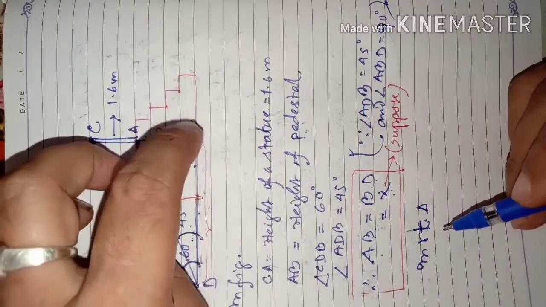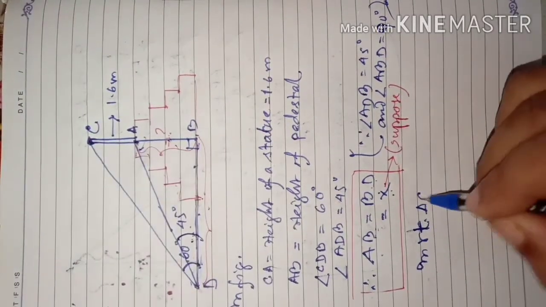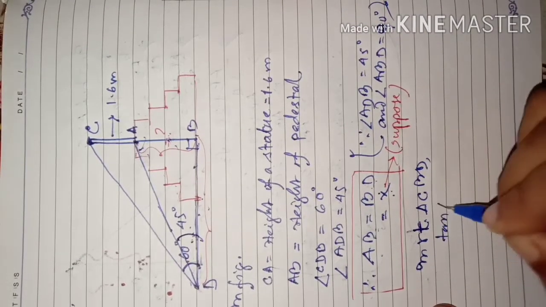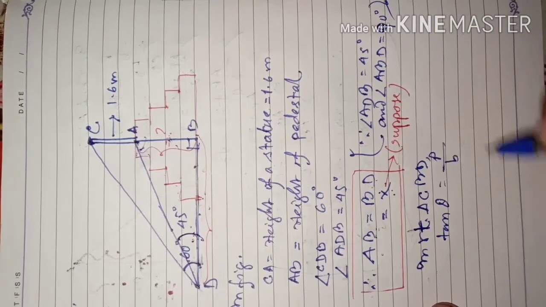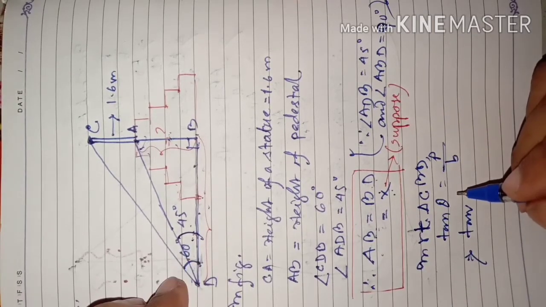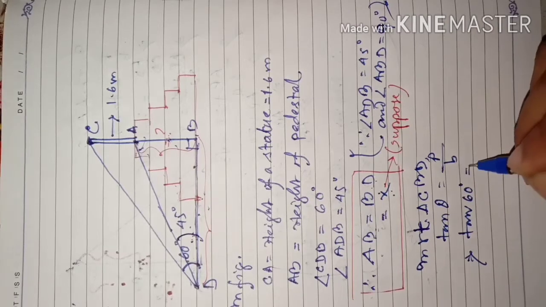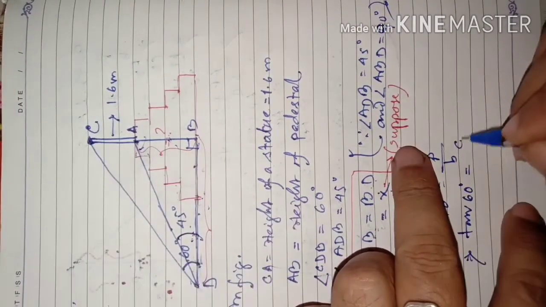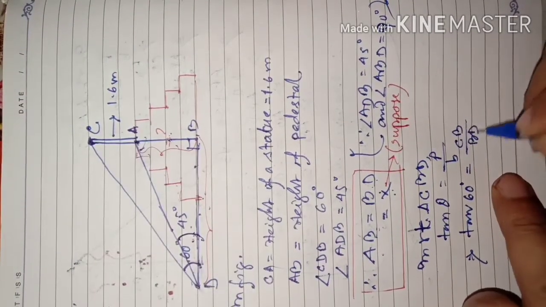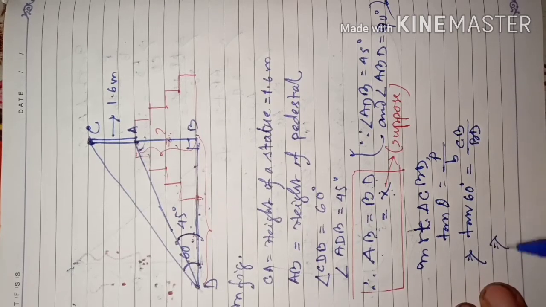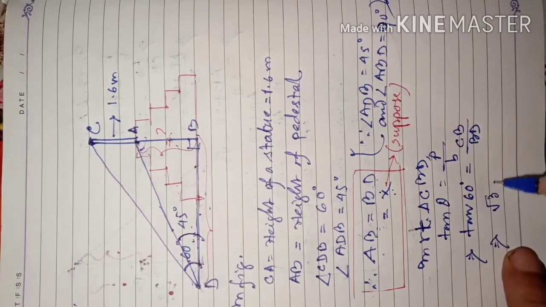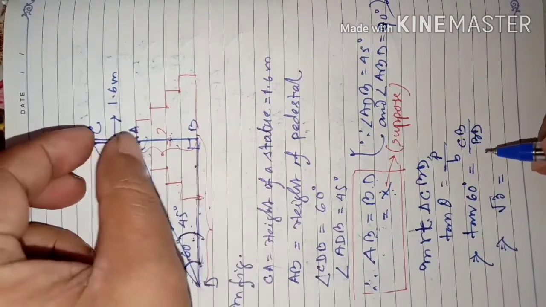Now in right triangle CBD, you write tan theta equals perpendicular by base. Theta is this angle, 60 degrees. So tan 60 degrees is equal to perpendicular CB by base BD. What is the value of tan 60? Tan 60 is root 3, equal to CB by BD, where CB is CA plus AB.